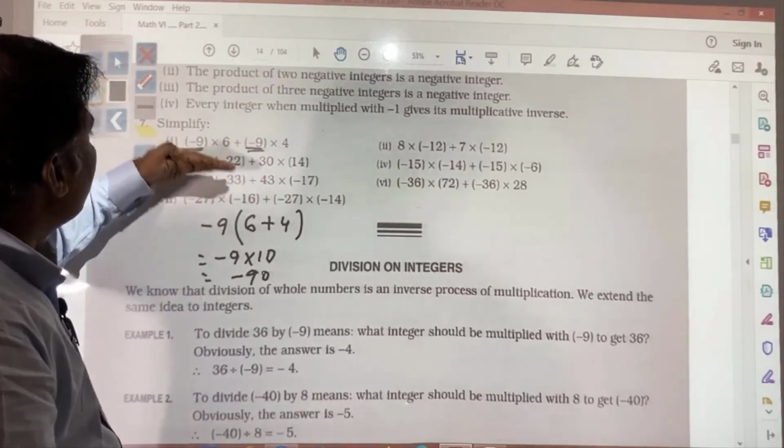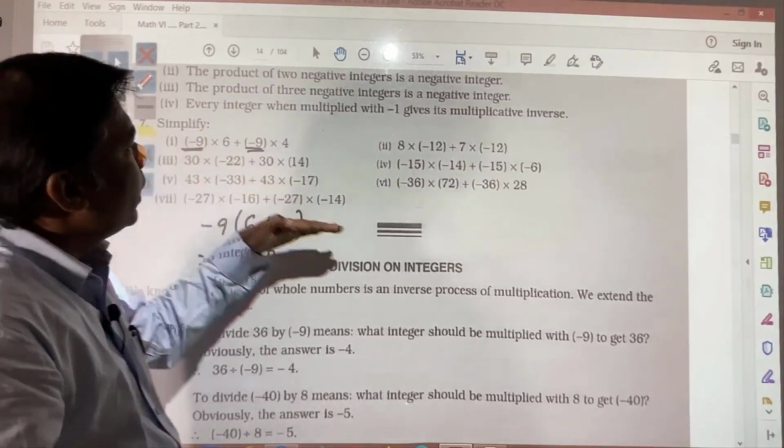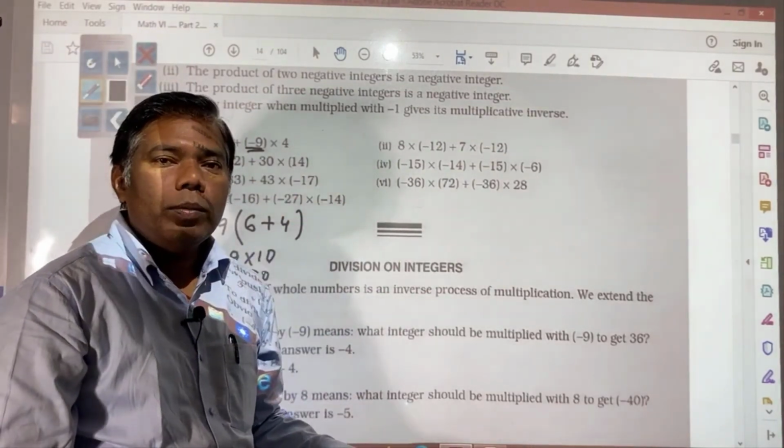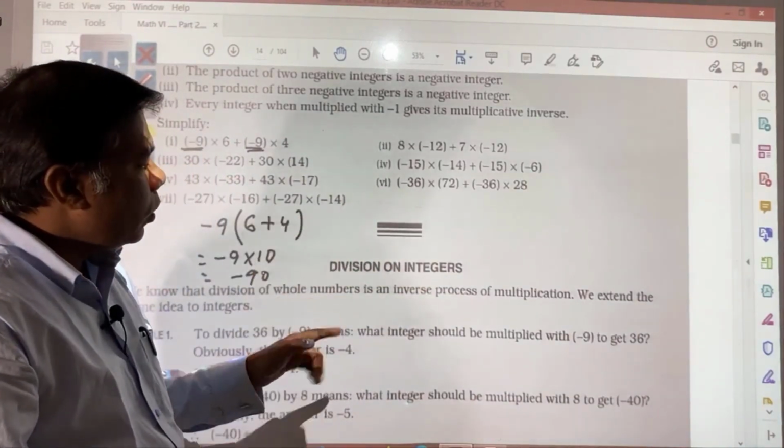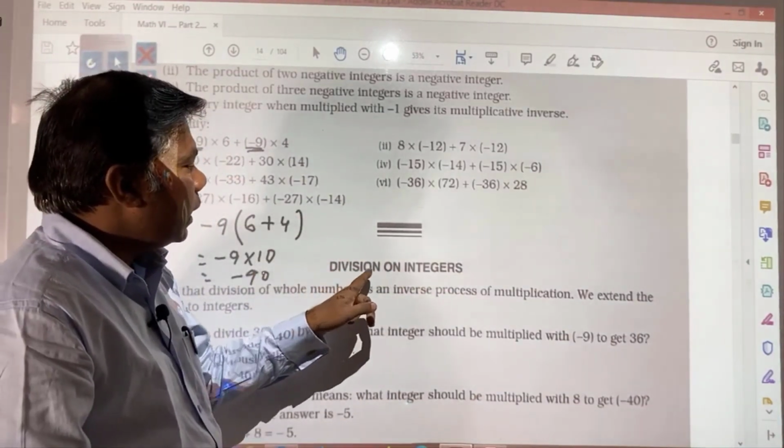So I hope up to here you have understood and you will complete each and every question in your notebook. The remaining questions you must do. And next day we will see division on integers.